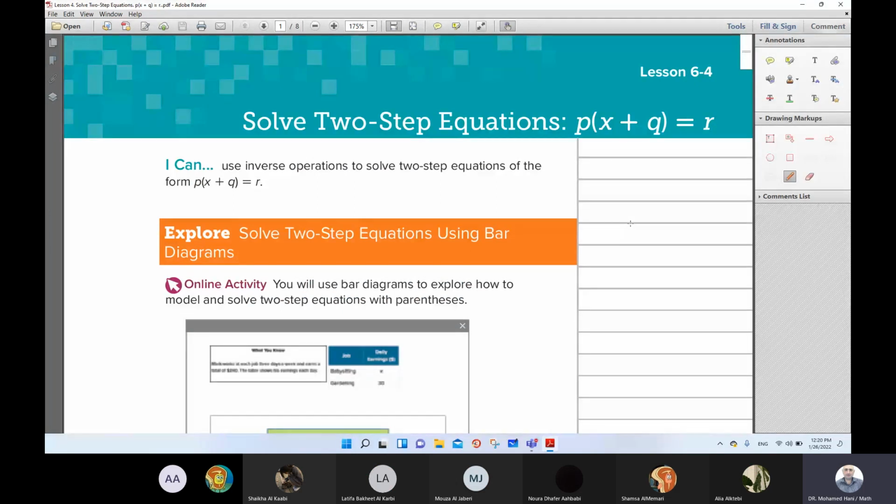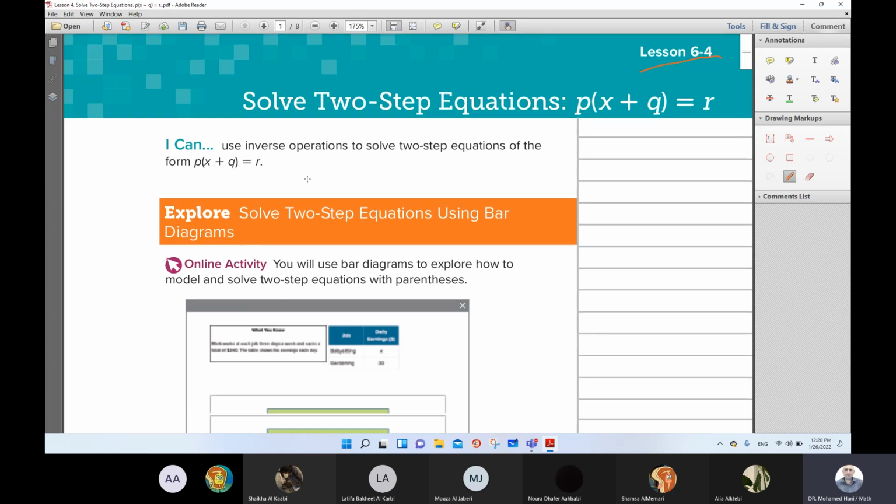Math grade 7. We are in module 6, lesson 4. Today we want to learn to solve two-step equations of the form p(x + q) = r. In this lesson we want to use inverse operations to solve two-step equations of the form p(x + q) = r.